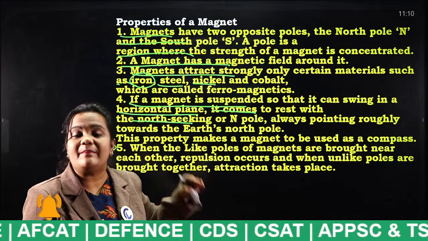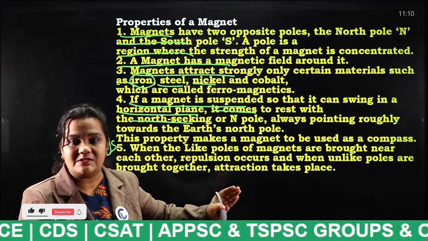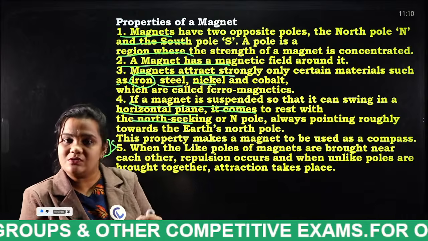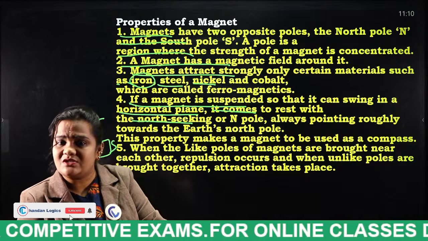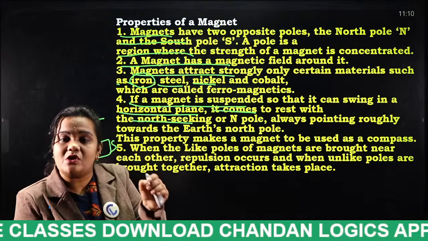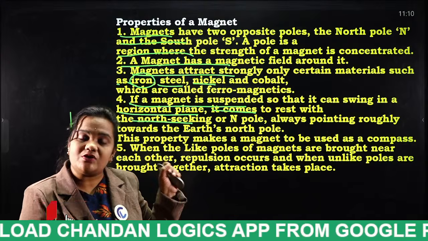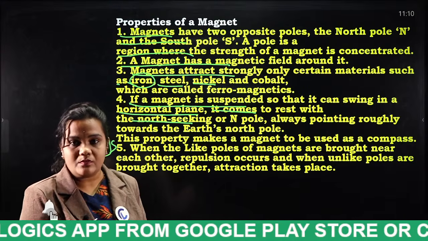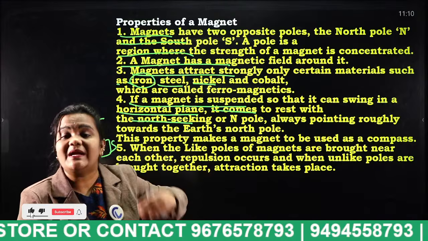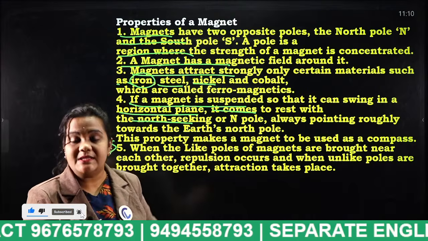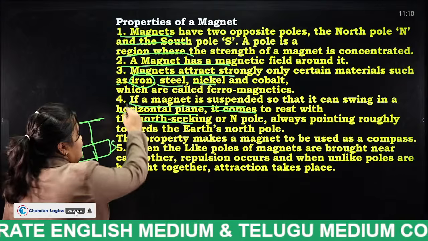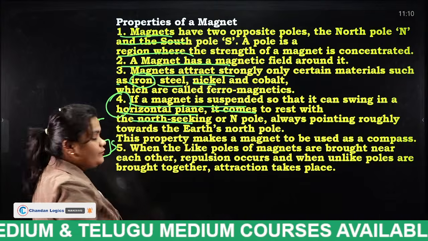This principle is applied to which instrument, students? Compass. In order to know the directions of anything, what do we use in general? We use a compass, right? How are the directions shown? With the help of a magnet. The compass is also a small magnet, so it also has a north pole and a south pole. When the magnet is suspended freely, it will automatically show us the north position. In that way, we use the compass to show direction. This is what is explained in this fourth property.